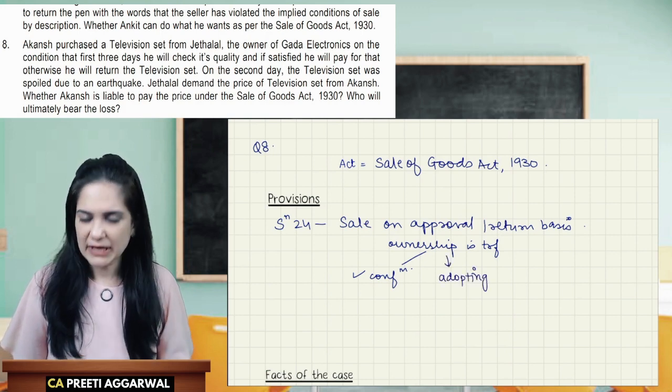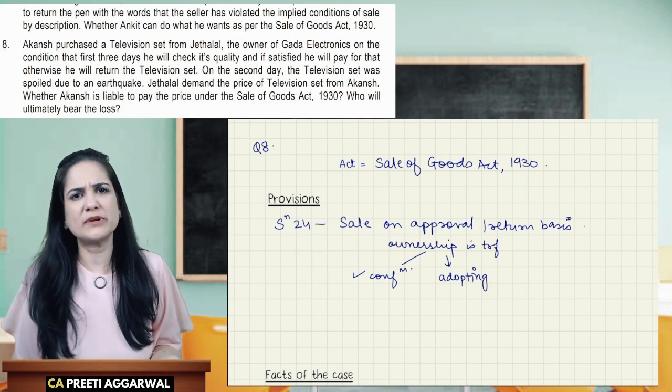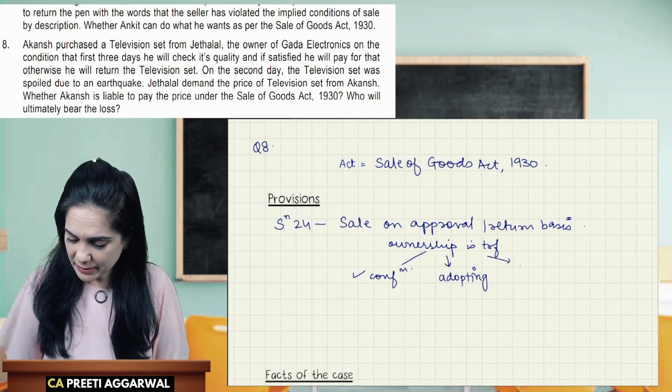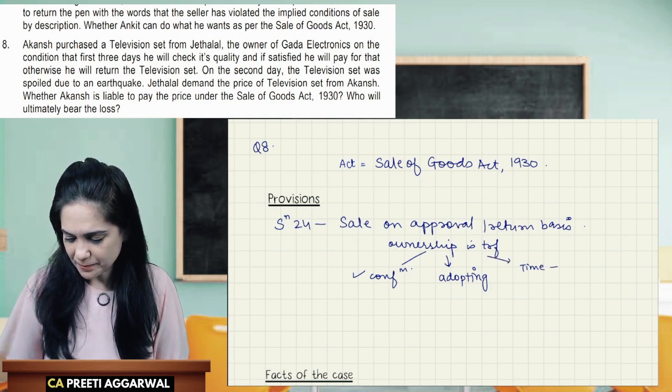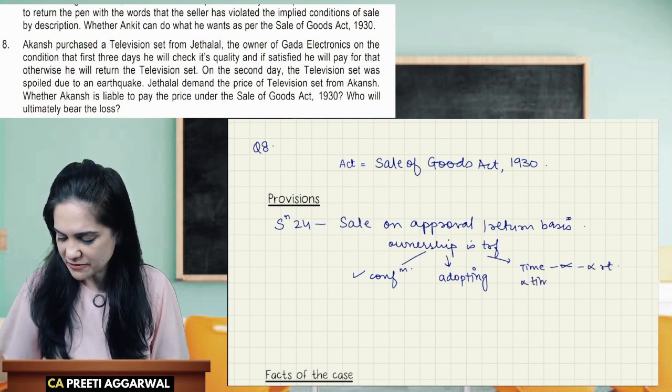What is the meaning of adopting? He sells it further, or he pledges it further. It means that he has adopted the transaction. Or the time limit expired and he did not return the goods. Okay, time is over and he did not return. There was no time given. There was no time specified.